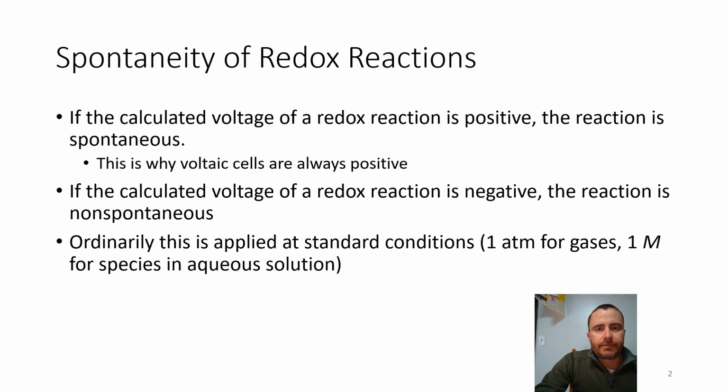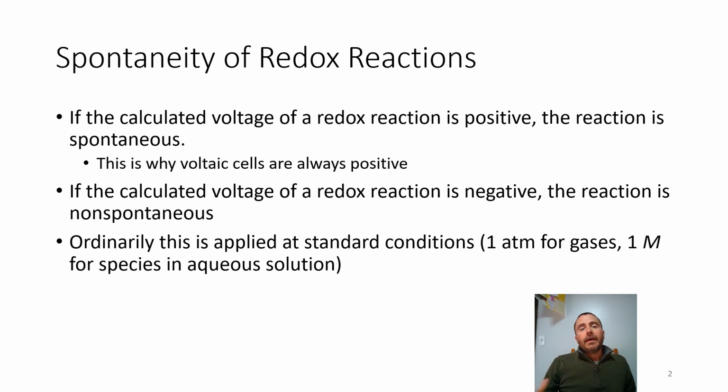So we know that if the voltage of a redox reaction is positive, then that reaction is spontaneous. And by definition, all voltaic cell reactions have to be spontaneous redox reactions. So all voltaic cell reactions are always going to have a positive standard voltage. Now, if the voltage of a redox reaction is negative, then it has to be non-spontaneous. It's going to be the opposite of that. So if it's positive, it's spontaneous. If it's negative, it's non-spontaneous.